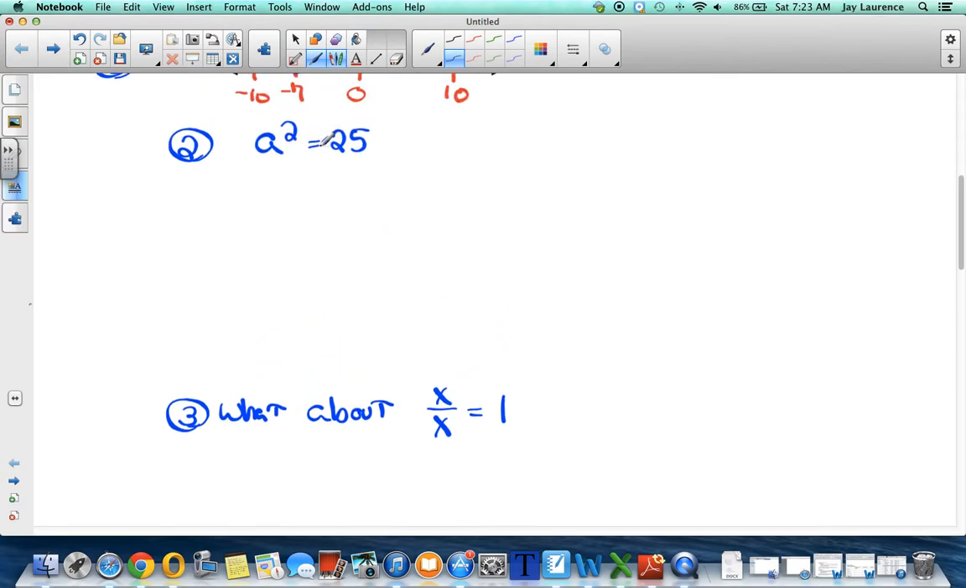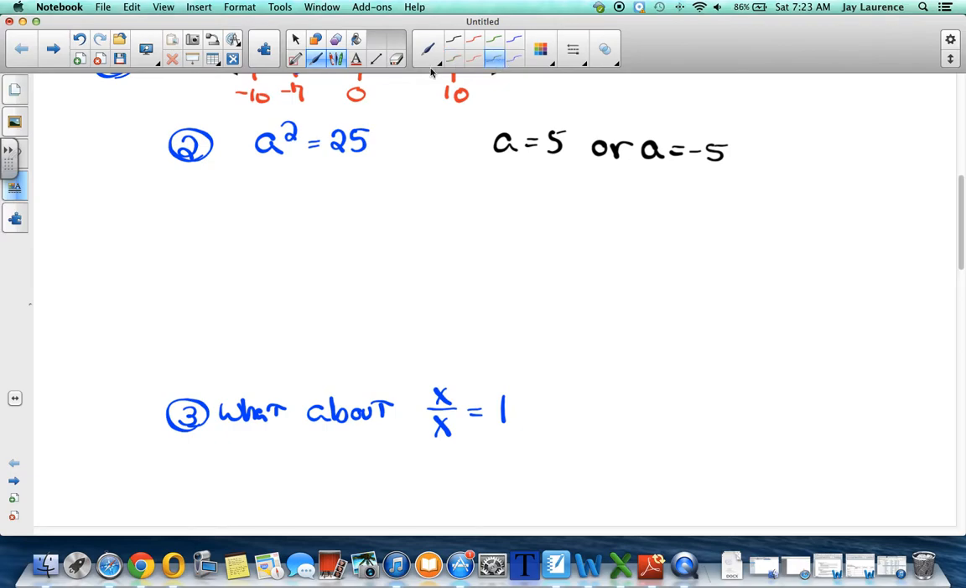A squared equals 25. And I know Bria's got her hand up, and she's going to say A equals 5. But I know Bria's so smart, she's going to stop and think, and she's going to say, wait a minute, Mr. Lawrence, I think A could also be negative 5. Yeah, A is 5 or negative 5. Right. Okay. Well, there is our word solution.